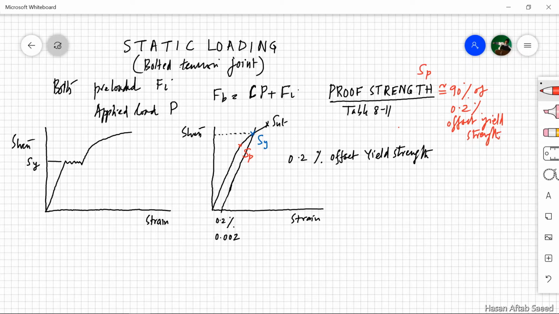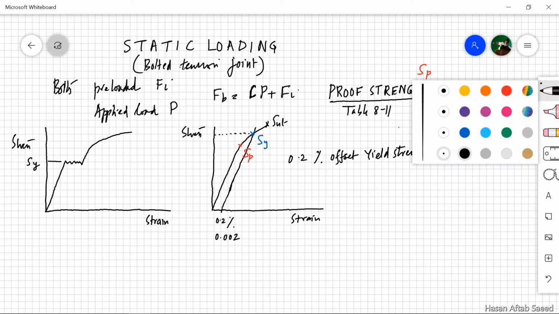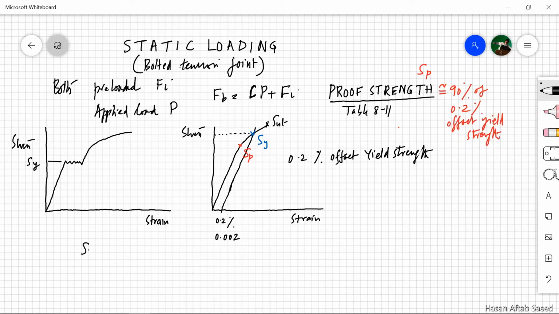Now there's another point of departure in this case, and that is that Table 8.11 not only gives you the values of the proof strength, but it also gives you the values of yield strength and ultimate tensile strength in addition to the proof strength, and these are all minimum values, not mean values. And this point is again of importance. All values read off Table 8.11 are minimum values.